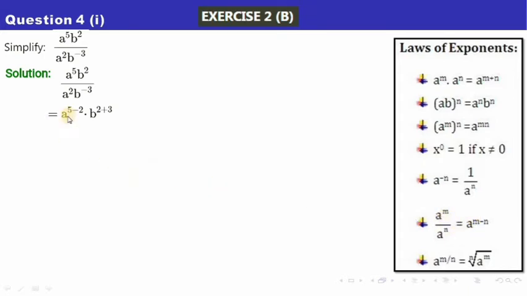Now a to the power 5 minus 2 is how much? It is 3. Now 2 plus 3 is 5. So your answer for this one turns out to be a cube into b to the power 5. That is pretty simple, isn't it?